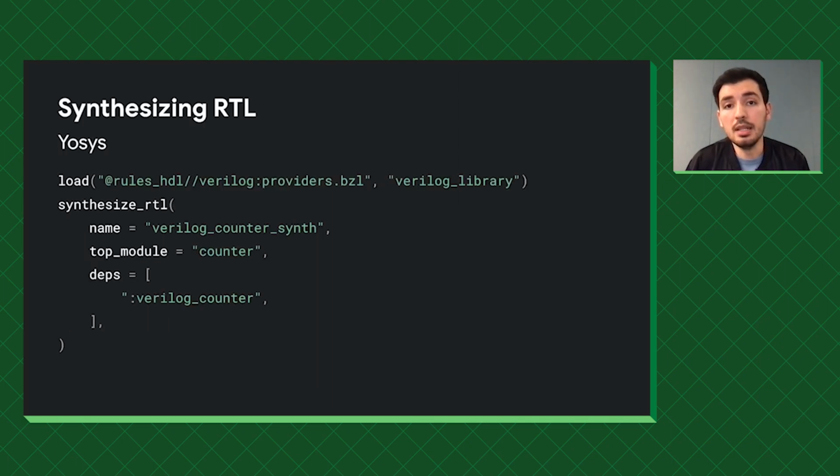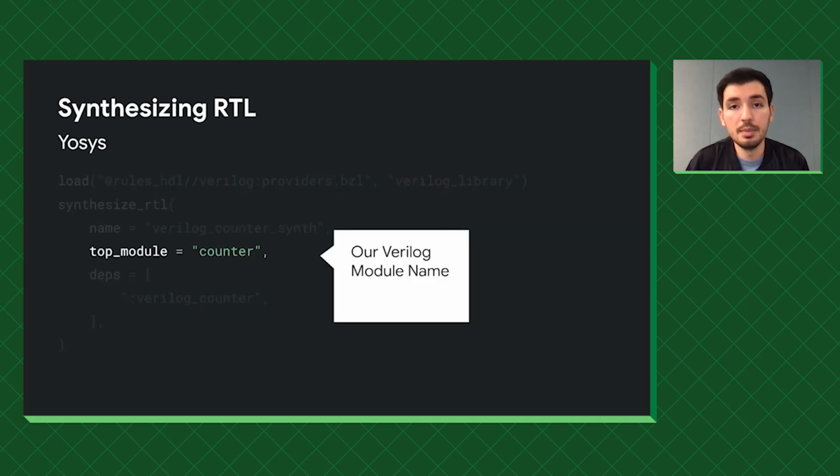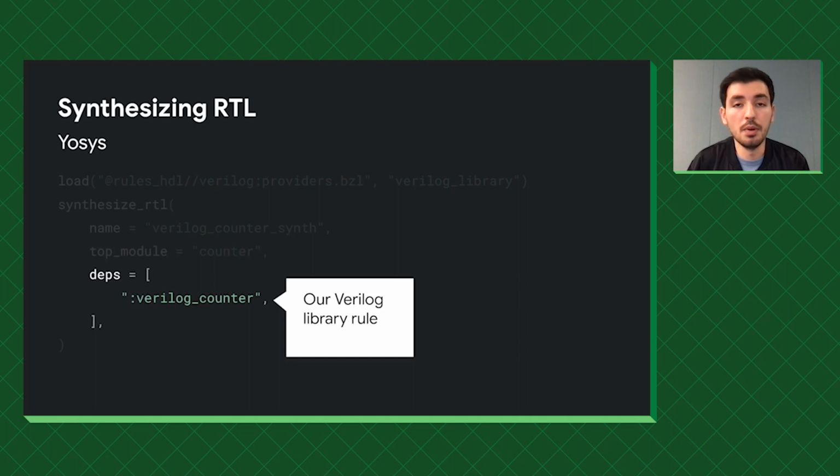So next, we need to synthesize our Verilog library rule. We do this by first specifying that counter top level module I pointed out before, and then providing a dependency to our Verilog library rule. And you can chain these together in the same way you can with a Java rule, or a Java library, or CC library. And Bazel will take care of concatenating your sources and making them available to the synthesis tool.